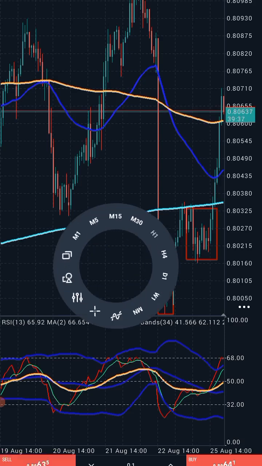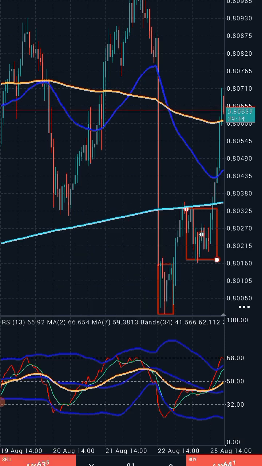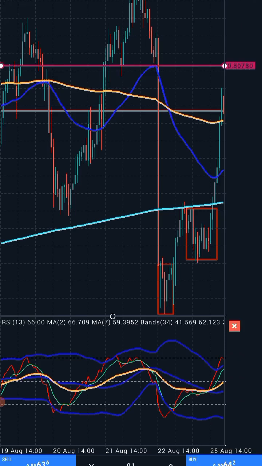Now, for example, if I'm buying this market now, I should be able to target this particular place as a point whereby price must touch it before it reverses back. Why? Because of the nearest resistance that is there. So I expect that price will actually come down and then reach that level.